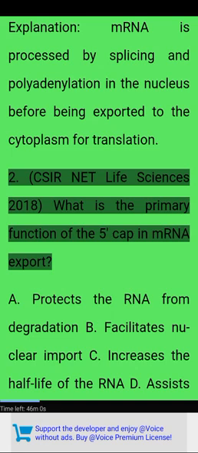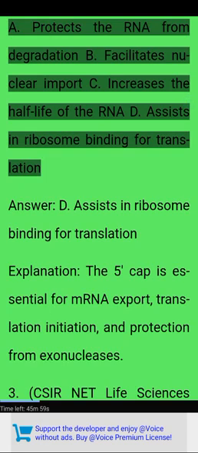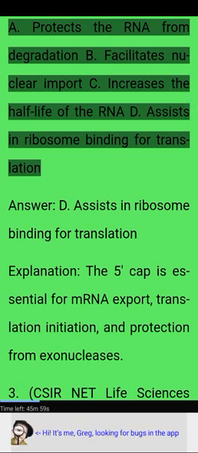2. CSIR NET Life Sciences 2018. What is the primary function of the 5' cap in mRNA export? A: protects the RNA from degradation. B: facilitates nuclear import. C: increases the half-life of the RNA. D: assists in ribosome binding for translation.